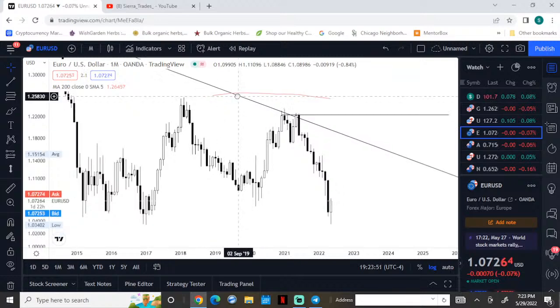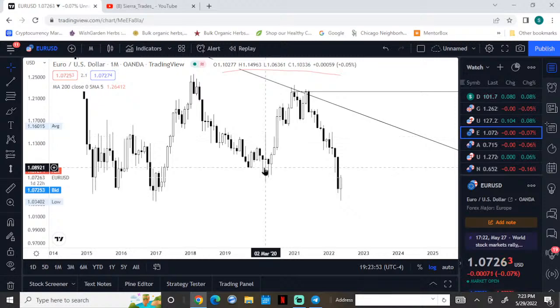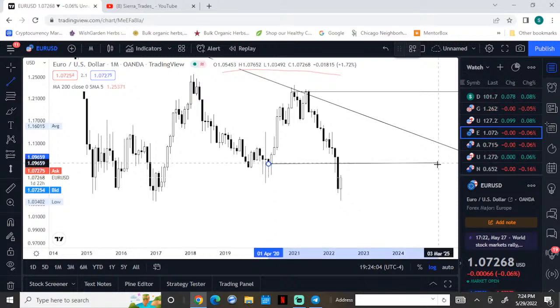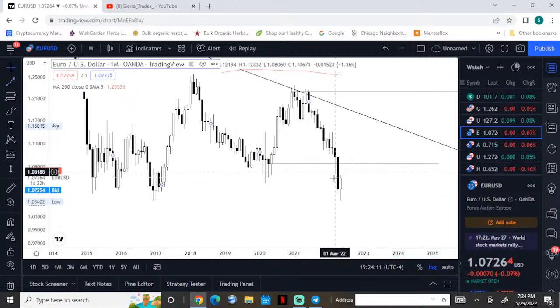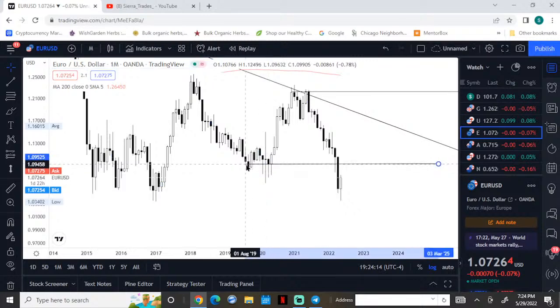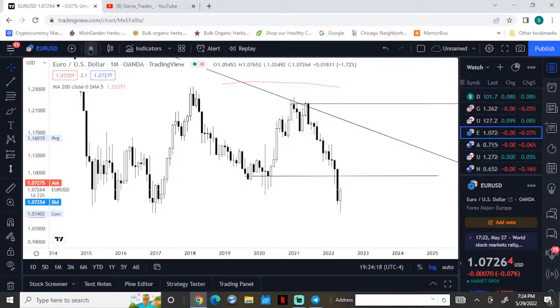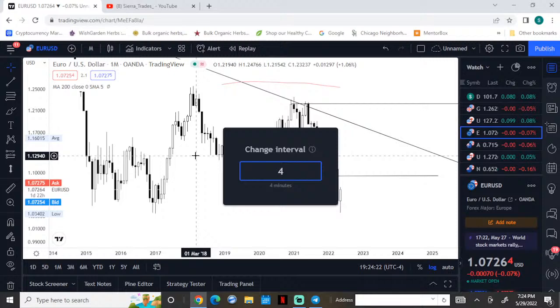So the euro is all the way down to March 2020 lows. I am going to mark the candle body of April 2020 low. Price broke through here so aggressively and did not retest this area. Gonna go to 4 hour.